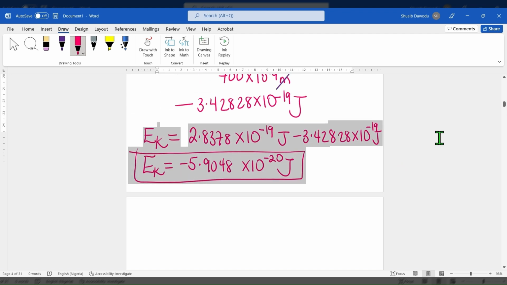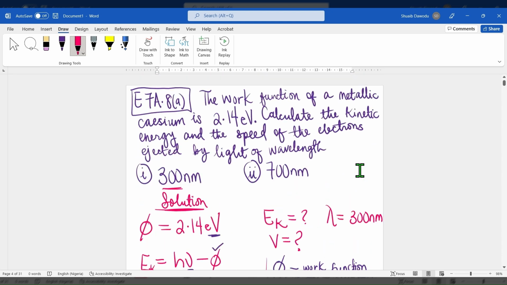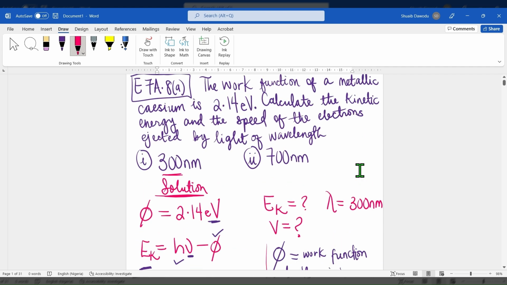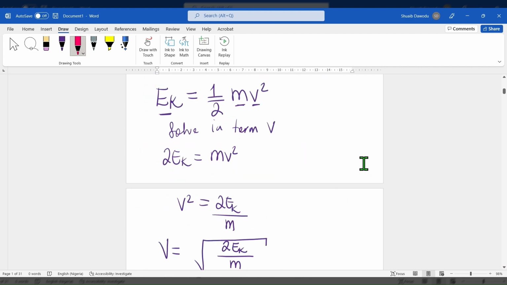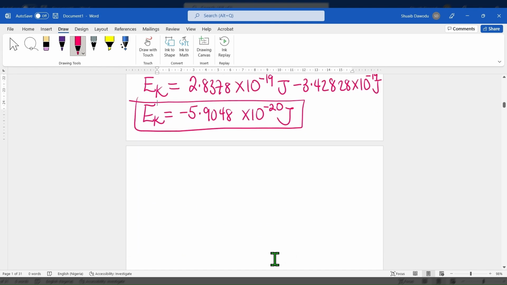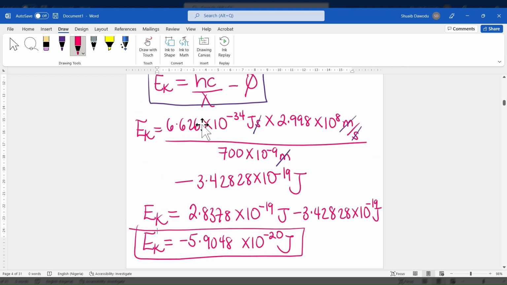So remember, the question is actually asking you: the work function of metallic cesium is 2.14 eV. Calculate the kinetic energy and the speed of electrons ejected by light of wavelength, in this case, 700 nanometers. In order for the ejected electrons to have kinetic energy, the work function actually has to be less than the energy of the photons. Do you understand what I'm saying? It has to basically be less.